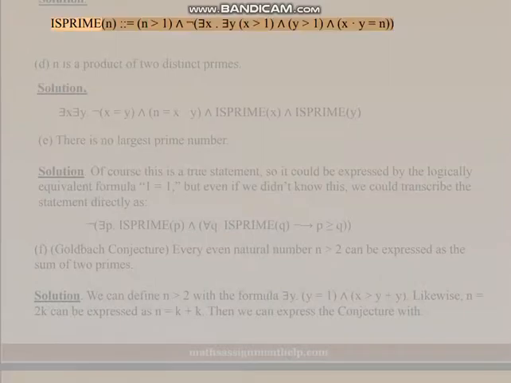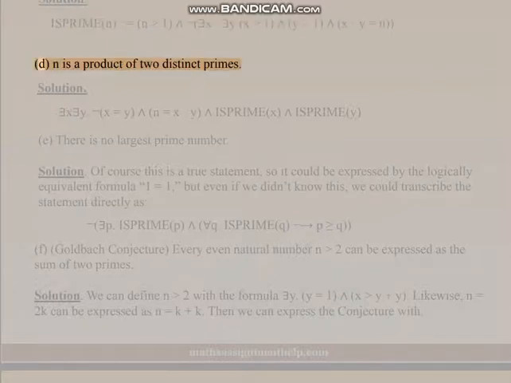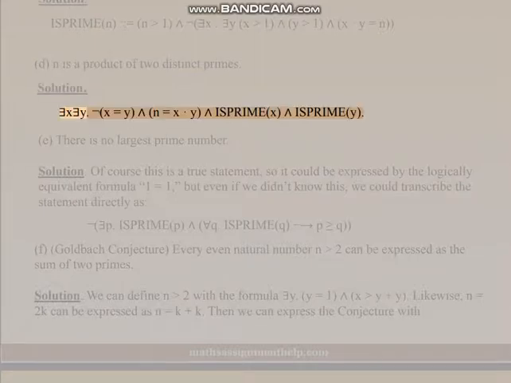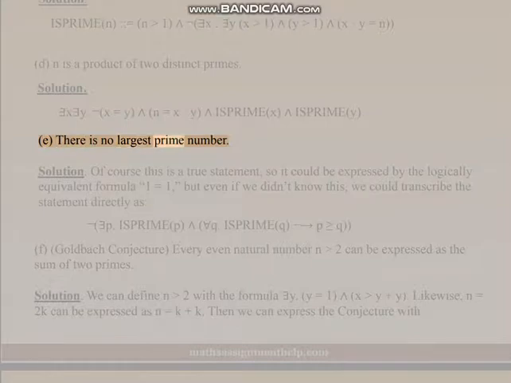Solution. Is-prime(n) equals n greater than 1, and not there exists x, there exists y, x greater than 1, and y greater than 1, and x times y equals n. (d) n is a product of two distinct primes. Solution. There exists x, there exists y, x not equal to y, and n equals x times y, and is-prime(x), and is-prime(y). (e) there is no largest prime number.